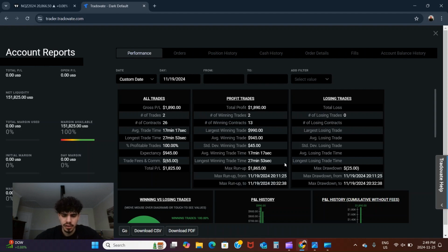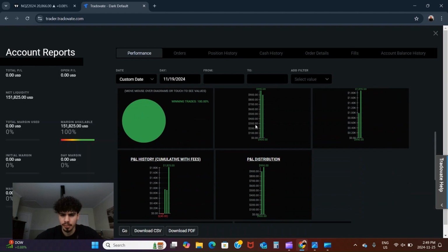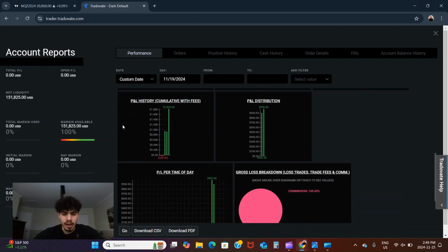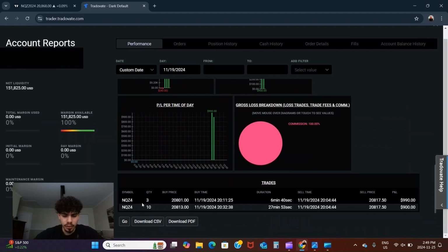Then you can see average trade time, all this stuff like this. If you want to pause to see anything, you could. But cumulative P&L, that's basically the 990 from the three contracts plus the 900 from the 10 other contracts that I took out later. Then, yeah, P&L distribution, all this. I'm gonna scroll down for this, so you can see the entry time, the sell time, the duration. So you can see the three contracts hit my TP at 6 minutes, but then the full trade played out in 27 minutes because I had to take it out early. So yeah, now I'm about to be breaking down the trade.